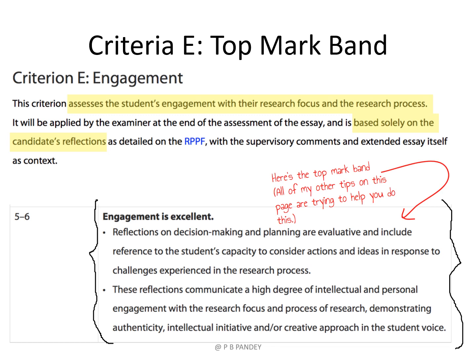The second point is these reflections communicate a high degree of intellectual and personal engagement with the research focus and process of research, demonstrating authenticity, intellectual initiative, and a creative approach in the student voice. In the student voice, make it normal, make it seem your work. Don't make it so complex that the examiner thinks that you have just copied it from somewhere.